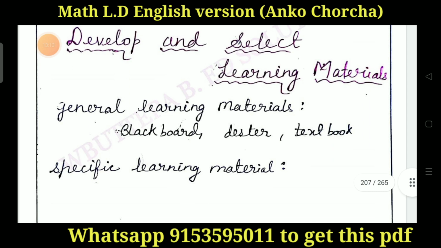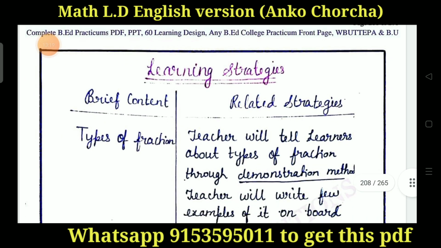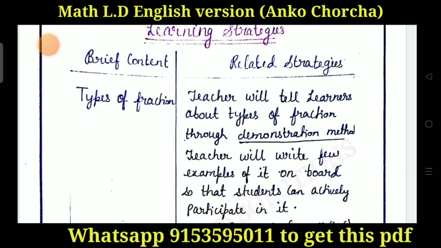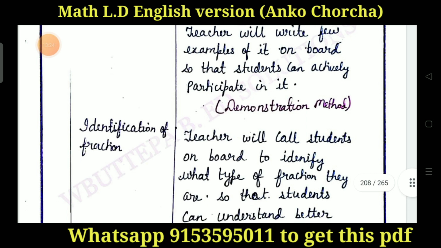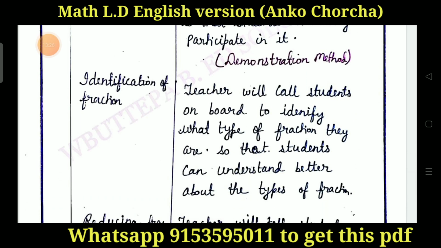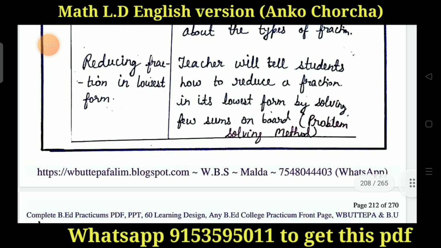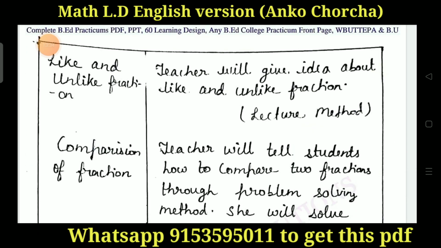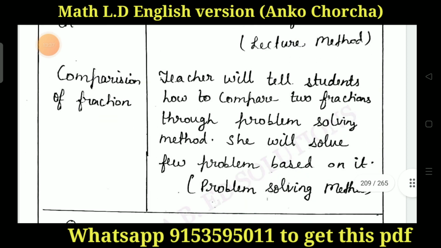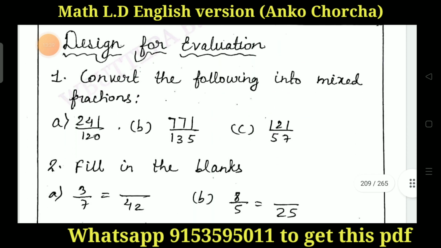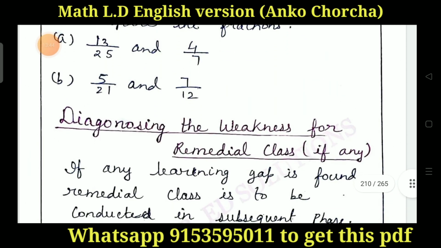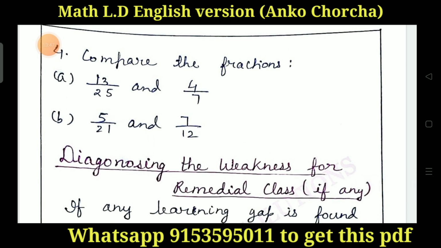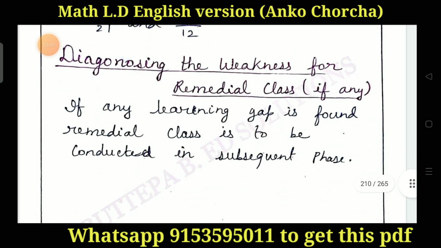Develop and select learning materials, general or specific. General: blackboard, duster, textbook. Specifics: learning strategies, two types: brief context or related strategies. Type of fraction: identification of fraction, reduction of fraction to lowest form, like and unlike fraction, comprehension of fraction. Design for evaluation. There are some questions. Diagnosing the weakness for remedial class, if any.